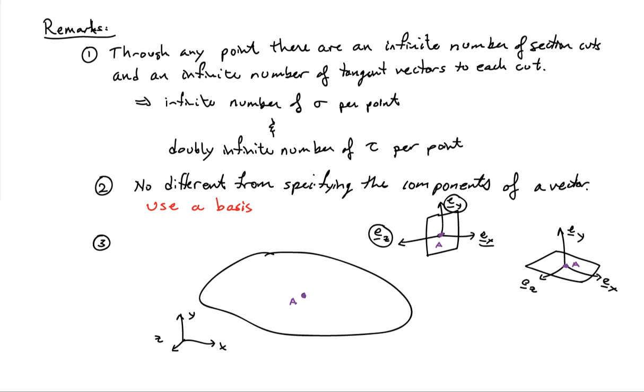And I can do it yet again with respect to a plane whose normal is in the z direction, and I can get a normal stress in the z direction at point A, along with shear stresses on the z plane in the x and in the y direction. Okay, so in total, at every point in a body, I'm going to find 9 different stresses, 3 normal stresses and 6 shear stresses.